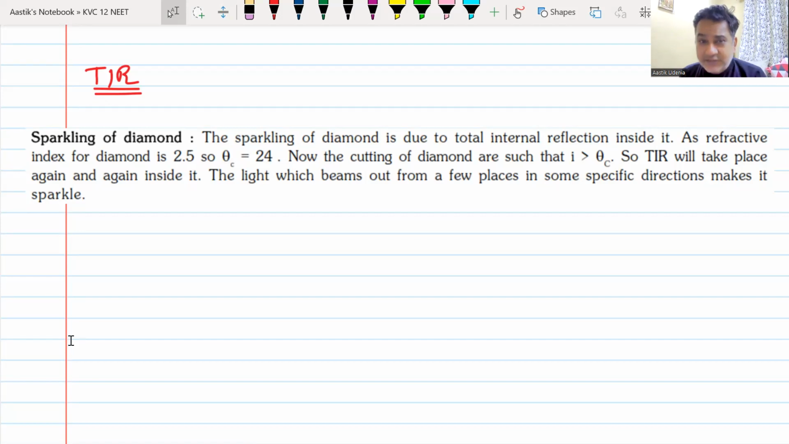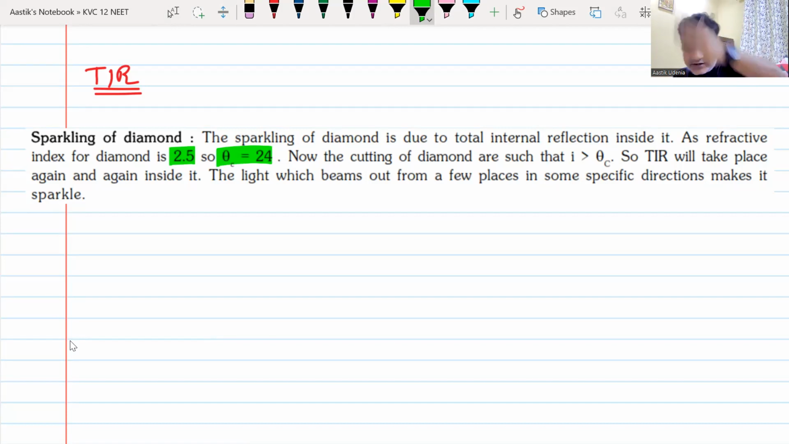TIR. Diamond cutting is a very, very big business. This bigger diamond may be only 5 rupees, but only this diamond could be worth lakhs and crores. Why? Because of the cutting that it gets. The refractive index of diamond is very high. Therefore, the critical angle is low, 24.